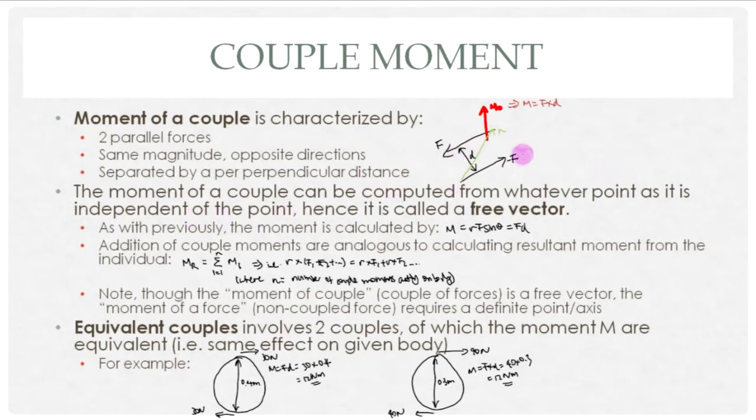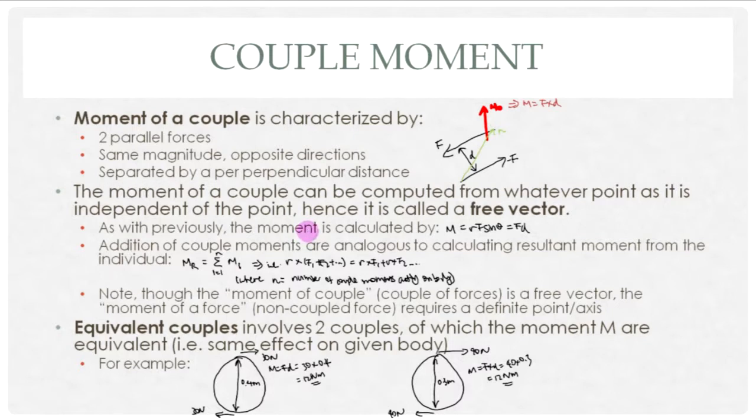Now D obviously is the perpendicular distance and r is not. So if you get given r, then you're going to need to work out what D is, and cross multiplication effectively works out perpendicular distance for you. So the moment of a couple can be computed from whatever point, as it is independent of the point, so hence it is called a free vector.